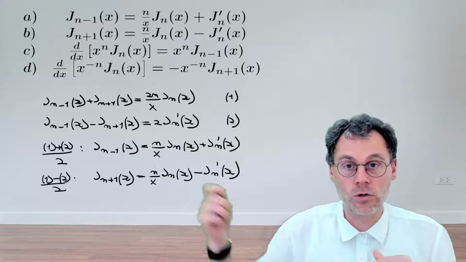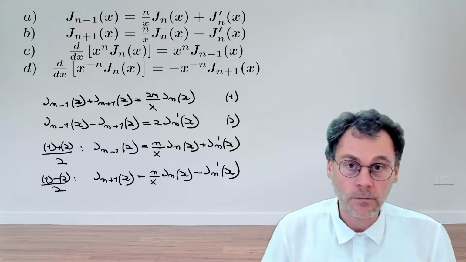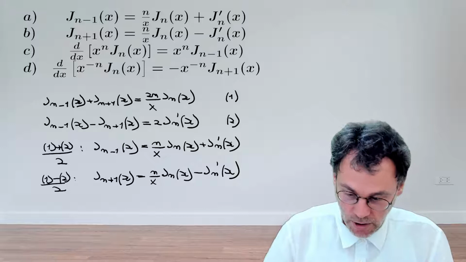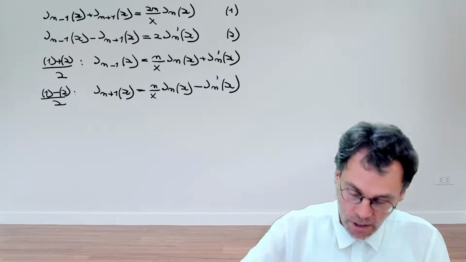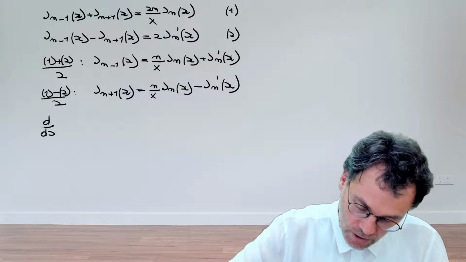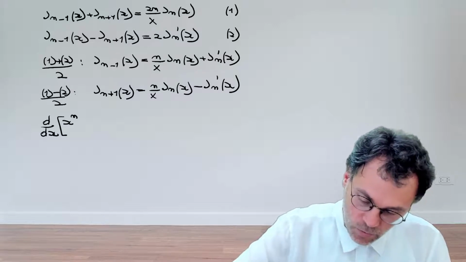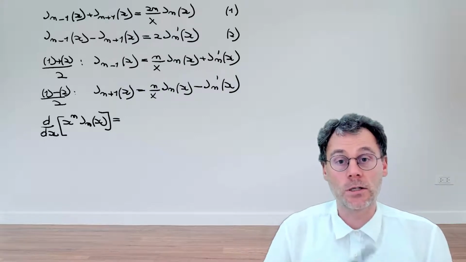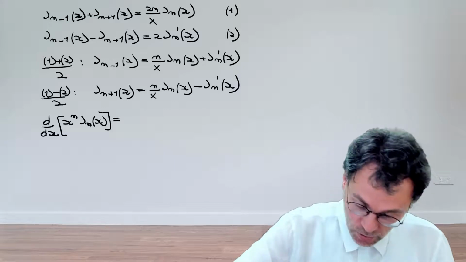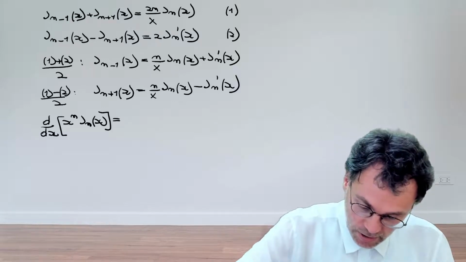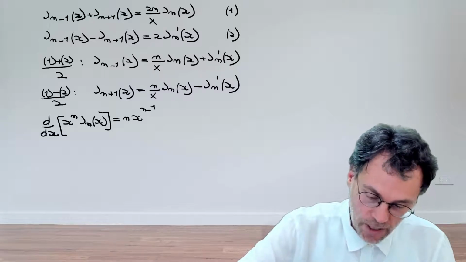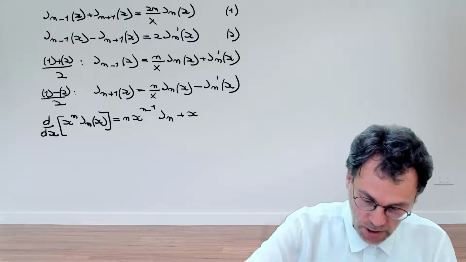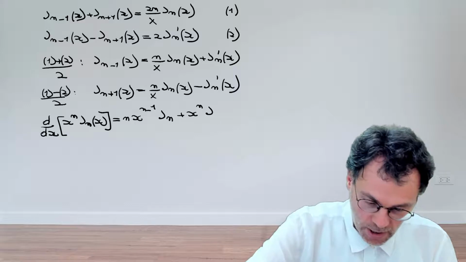Let's see now how we can show C and D. So these are derivatives involving the product of a power of x and then a Bessel function. So let's copy that again. We need to show something related to d/dx of x^n J_n(x). First thing we're going to do is whip out our chain rule. So then we take the derivative of the first factor. It becomes n x^(n-1) J_n, and then moving on, plus x^n J_n'.